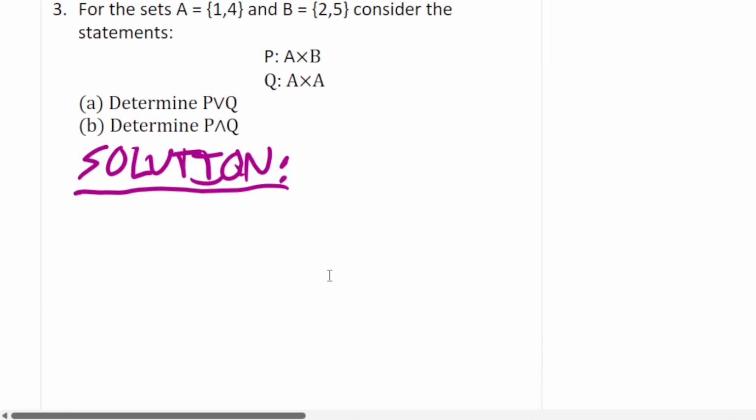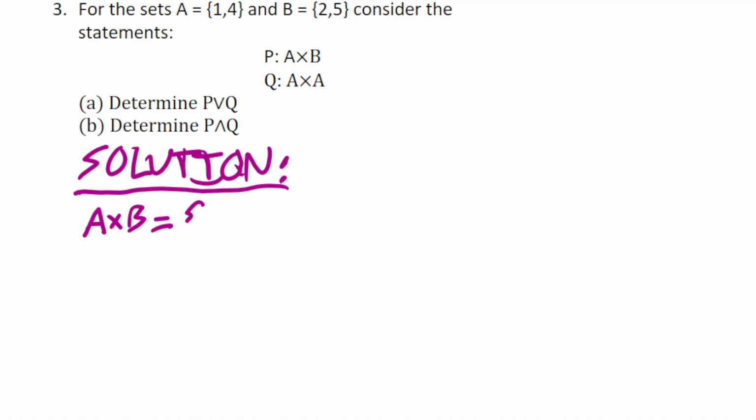Problem 3. We are given two sets, A with elements 1 and 4 and B with elements 2 and 5, and we are given the two statements P, the Cartesian product of A and B, and Q, the Cartesian product of A and A. So we are asked to determine the disjunction of P and Q and the conjunction of P and Q. So the disjunction and conjunction of the statements. So I think the first step we need to take is we need to determine the Cartesian products. So let's do that first.